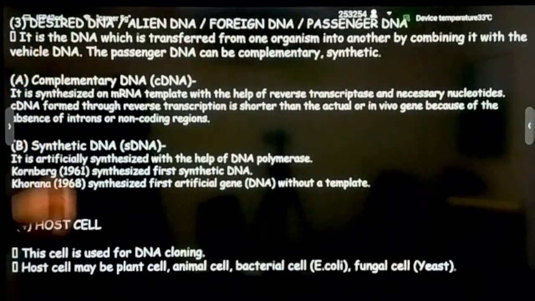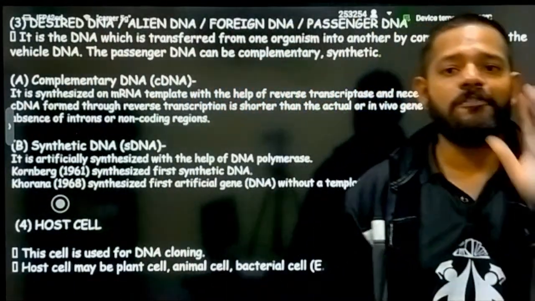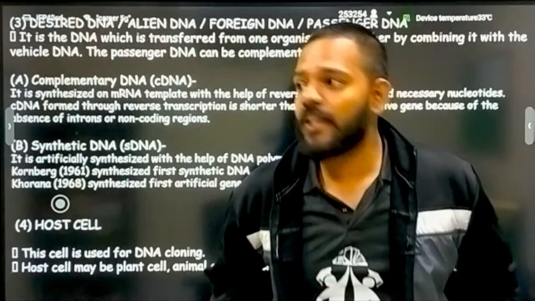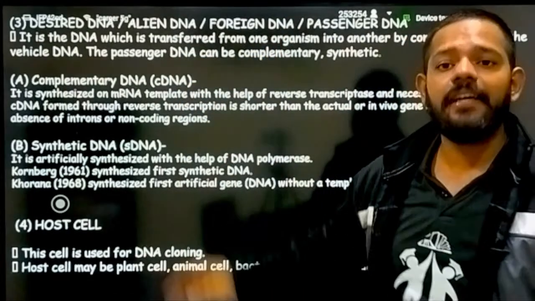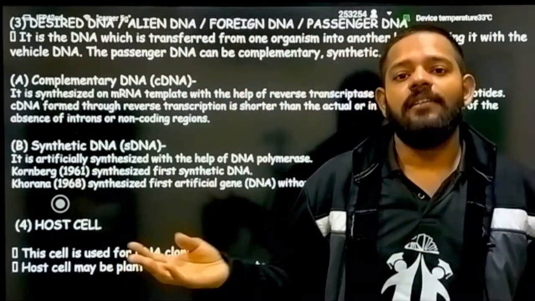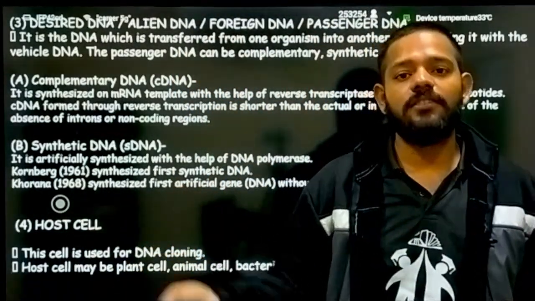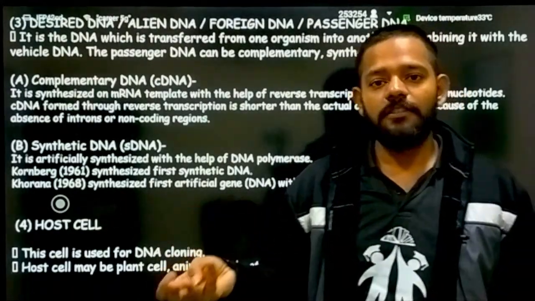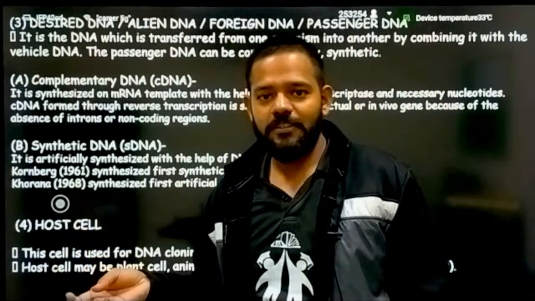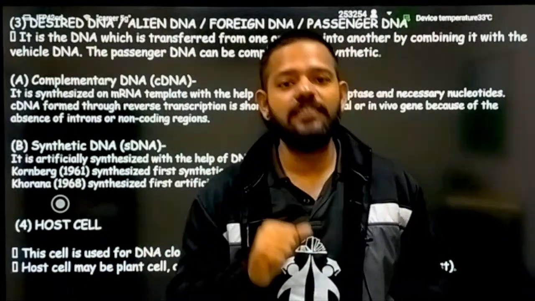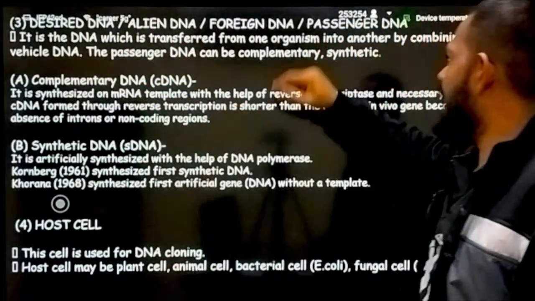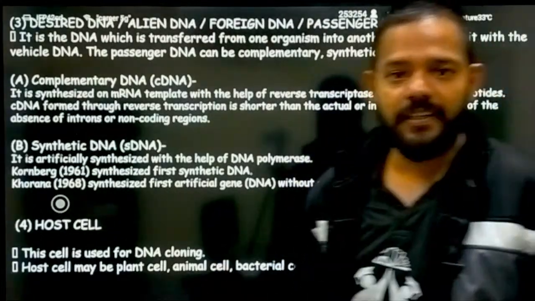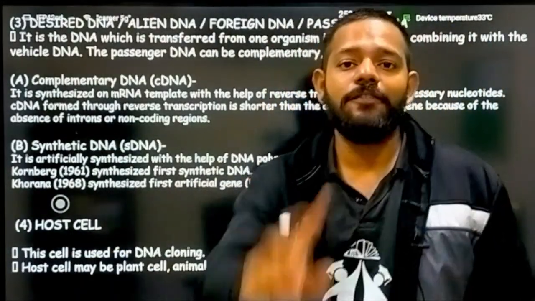Next, that was the second tool of biotechnology. Now the third tool of biotechnology is desirable DNA, alien DNA, foreign DNA and passenger DNA. These are four names of the same thing, just like Shiv Ji has many names, such as Shambhu, Bholenath, Mahashiv, and the husband of Parvati Devi. These are all different names of Shiv Ji. Just like that, foreign DNA has many names: desirable DNA, alien DNA, foreign DNA, passenger DNA, gene of interest. These are all different names of the same thing.